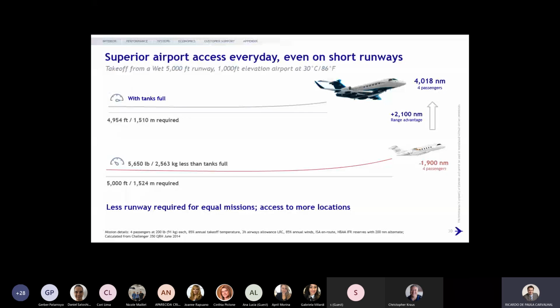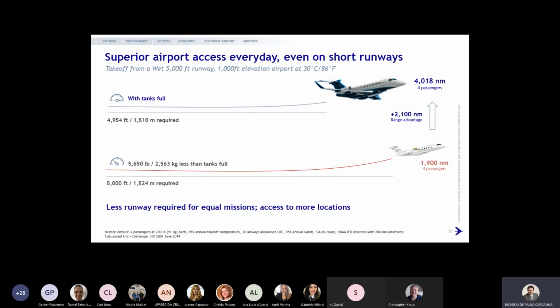And in terms of airport access, right? So you saw that very short runway. This comparison is showing how far the Challenger can fly out of a 5,000 feet runway and how far we can fly. To make things even more dramatic, we made this runway wet, which means more slippery. And you can see that from this 5,000 feet wet runway, the Praetor would fly its full range, 4,000 miles, and the Challenger would only be able to fly 1,900 nautical miles.